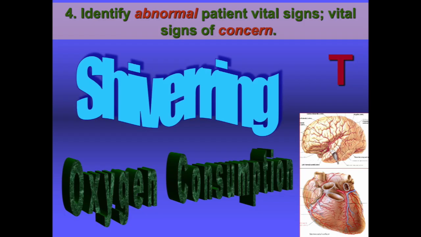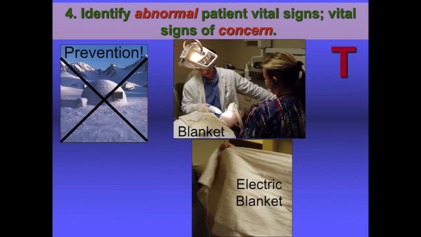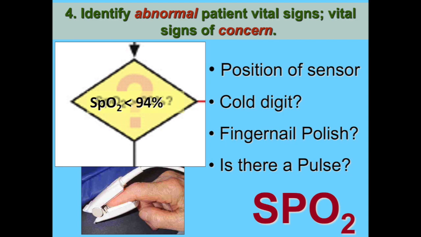As far as temperature goes, if we're shivering, our muscles are shivering and using oxygen that I would rather have go to all the other cells in the body, not to the muscles. I want that oxygen to go to the organs. So we want to keep the patient normothermic, normal temperature. And that could be preventing their getting cold with a blanket. It could be an electric heating pad. With abnormal SpO2 readings, it could be because of the position of the sensor on the digit. It could be a cold digit.